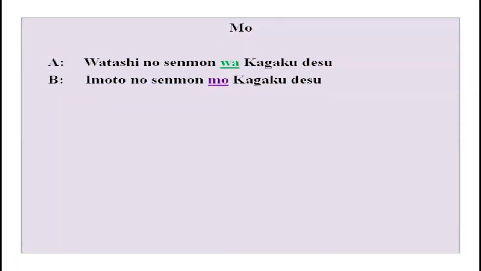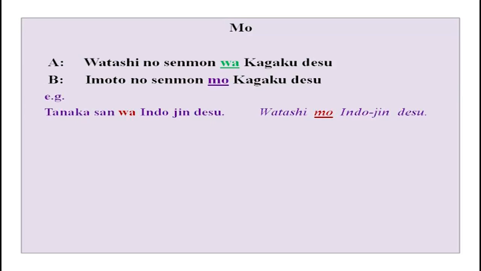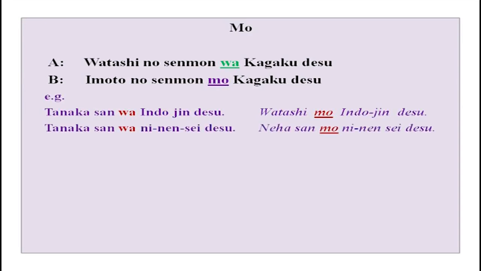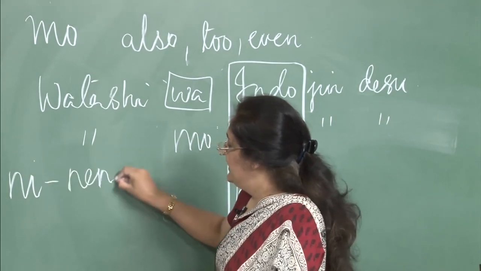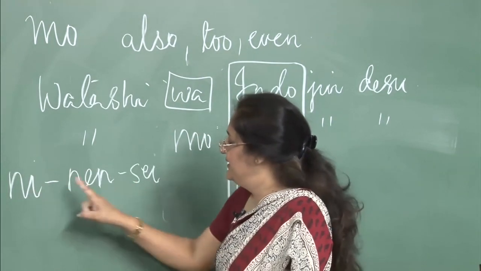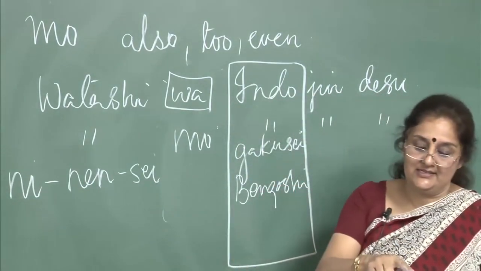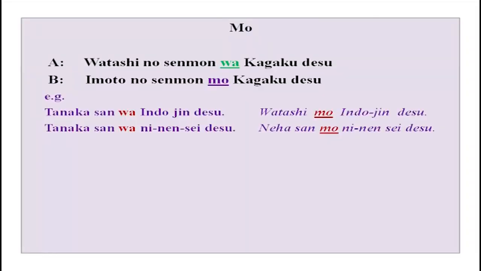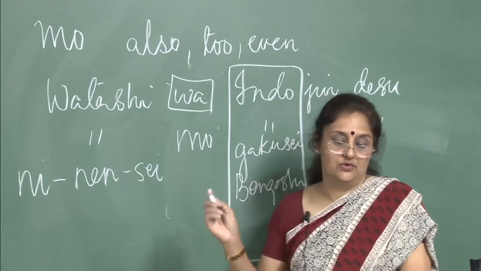Over here you can see watashi no senmon wa kagaku desu, imoto no senmon mo kagaku desu. So, you can please read all of this. As you can see, Tanaka san wa Indojin desu. Watashi mo Indojin desu. Tanaka san wa ninensei desu. Neha san mo ninensei desu. Ninensei is, ni is two as you have done, nen is year and sei is a student. So, I am a second year student. Tanaka san is a second year student. Neha san is also a second year student.